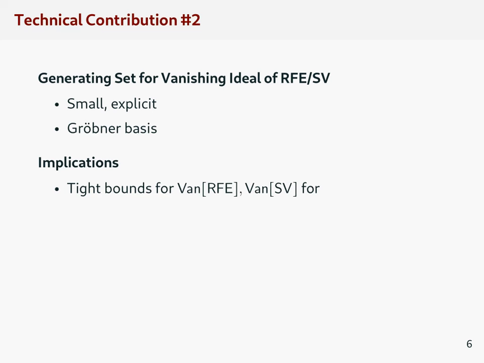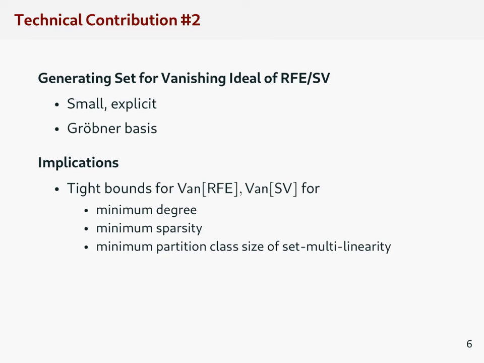As implications of having found this generating set, we derive some tight bounds for certain properties of the vanishing ideal for either generator. Namely, we find their exact minimum degree, the minimum sparsity of a polynomial in the vanishing ideal, and if you know what set multilinearity means, we find the minimum partition class size for the set multilinearity structure.